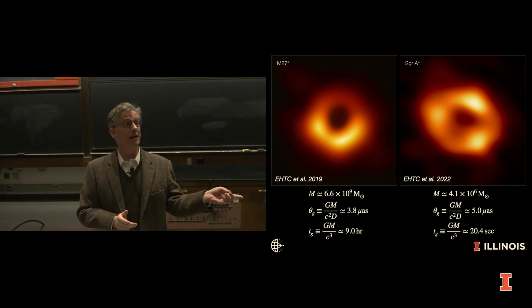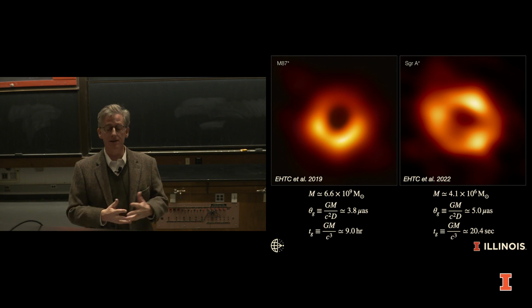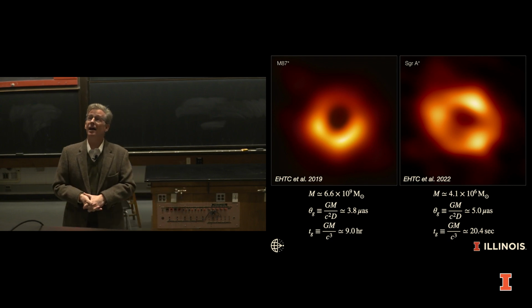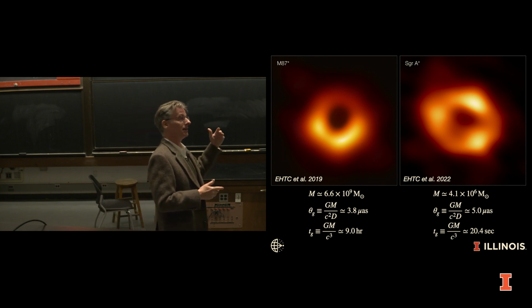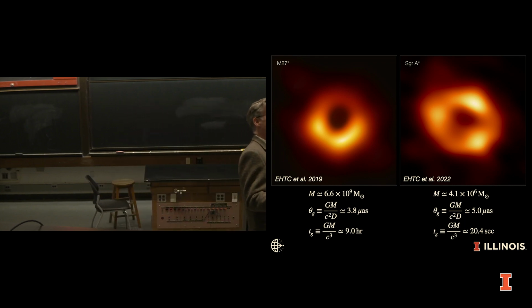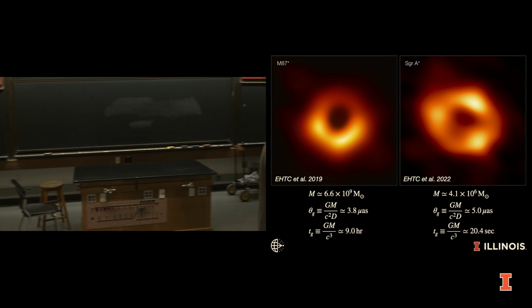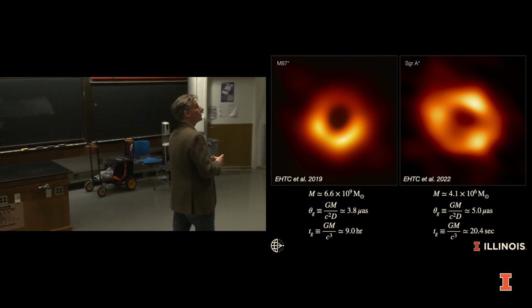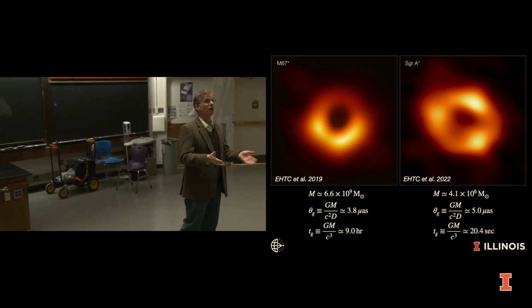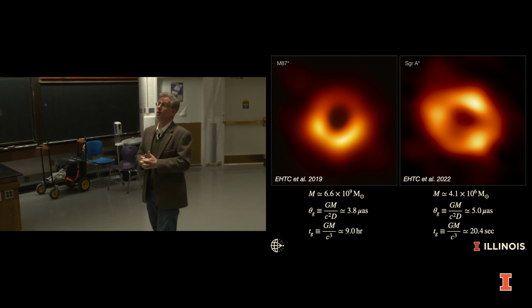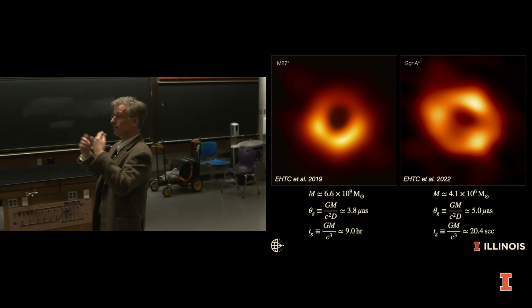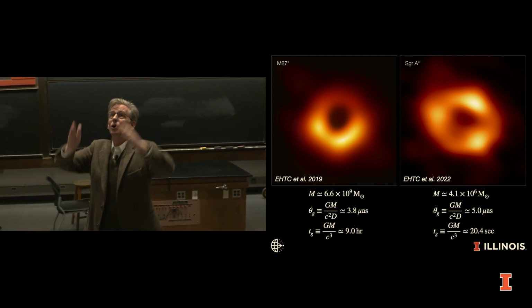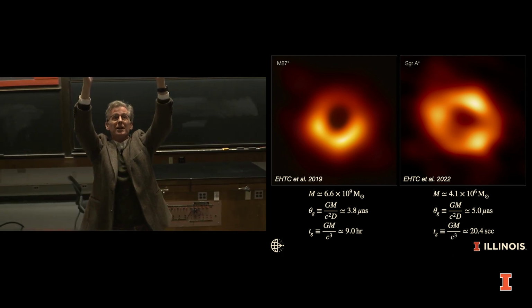The one on the right is, again, the one at the center of our galaxy, and it's about 4 million times the mass of the sun. So it's a little over 1,000 times less massive, and therefore a little over 1,000 times smaller in size. It's somewhat bigger than the sun. If we replaced the sun with this black hole, we would see something about this big on the sky.